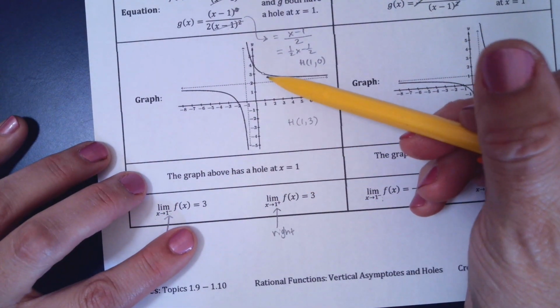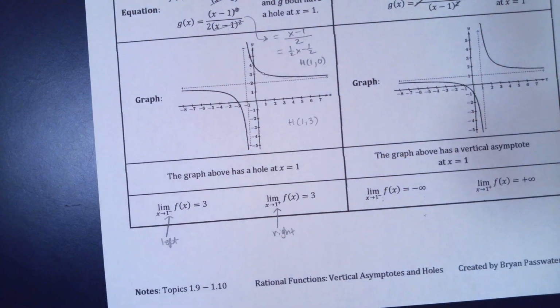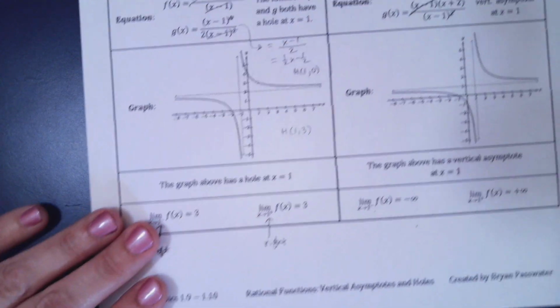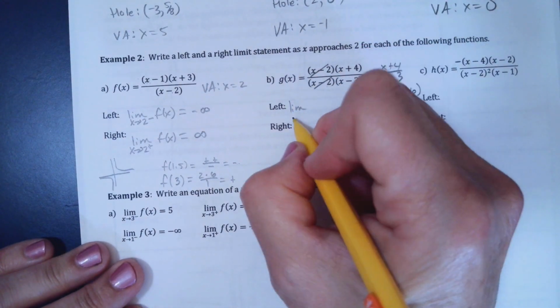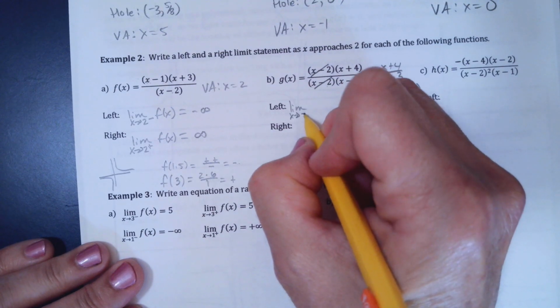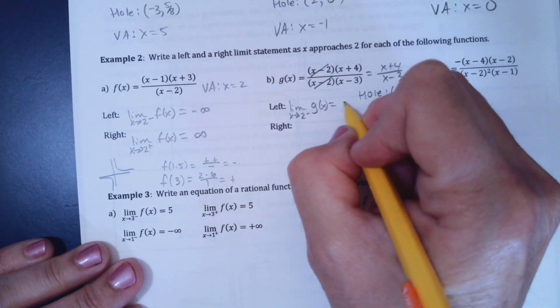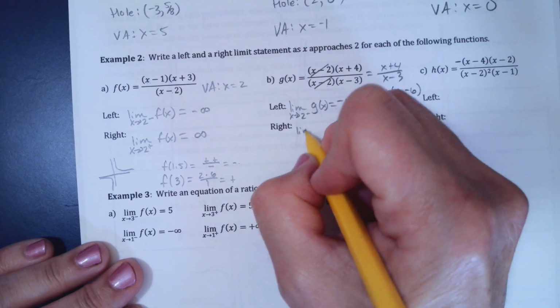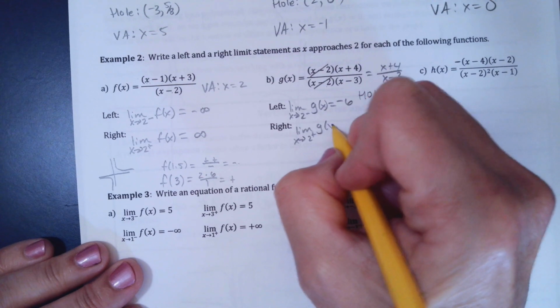As I approach 1, I'm coming to an actual value. I'm coming to a height. Remember, my limit is my intended height of my function, right? Like the y value. Okay, so here we go. The limit as x goes to 2 from the left of my g of x is going to be negative 6. And my limit as x goes to 2 from the right of g of x is going to be negative 6 also.